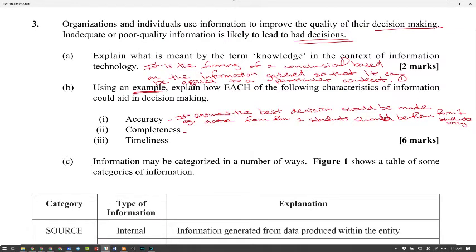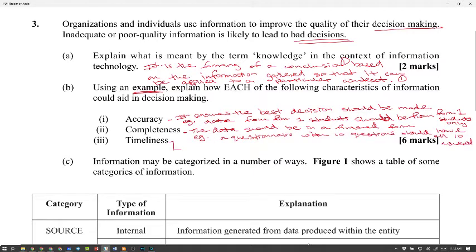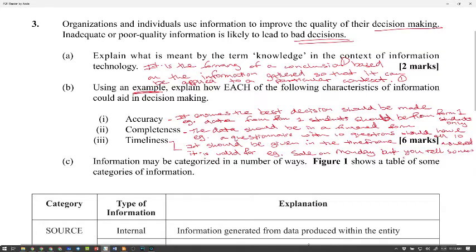Next one is completeness. The data should be in a finished form. I try not to use the word completeness again, but it's really hard to use a word other than completeness. In a finished form. Example, a questionnaire with 10 questions should have all 10 answered. Timeliness now, right? Given in the time frame it is valid for. Example, a sale on Monday, but you tell someone on Tuesday, right?